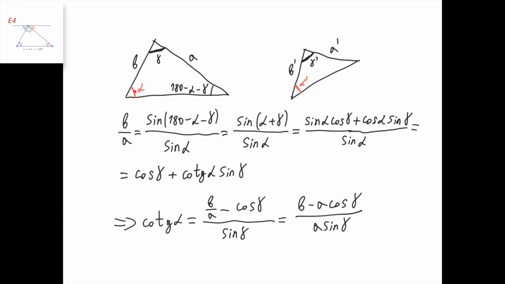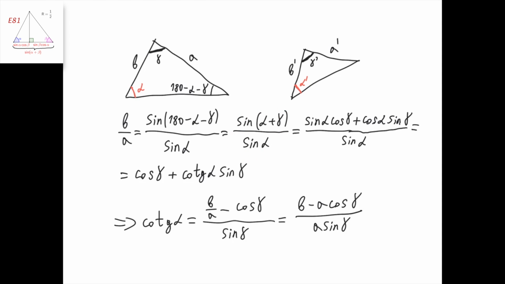If this angle is alpha and this angle is gamma, it follows that this angle is 180 minus alpha minus gamma. And now we can apply the law of sines for this triangle, and we get that b divided by a equals the sine of this angle divided by the sine of this angle. So sine of 180 minus alpha minus gamma divided by sine of alpha. But we know that sine of 180 minus alpha minus gamma equals sine of alpha plus gamma. And so we get this expression.